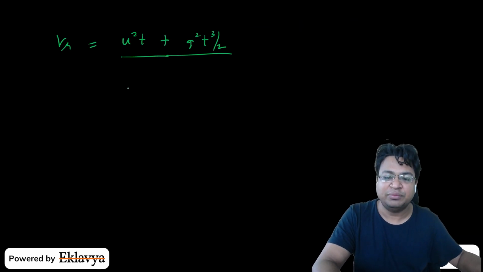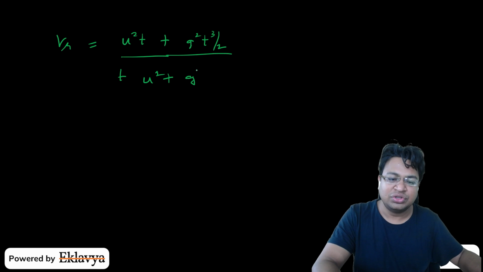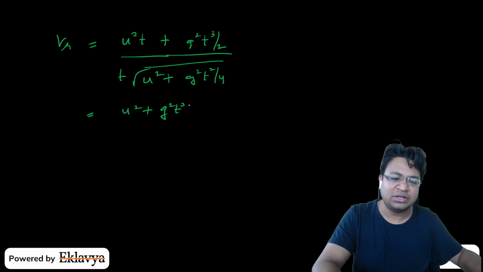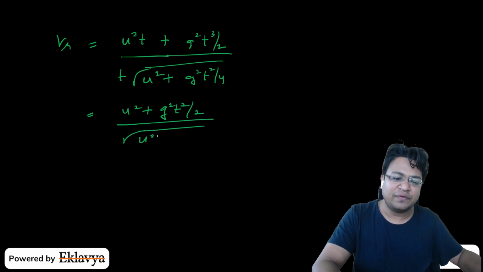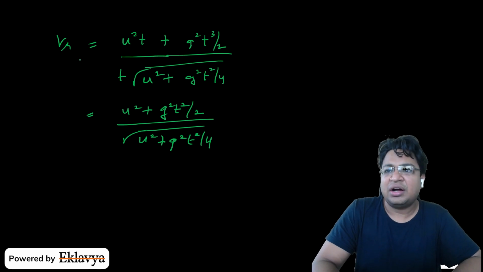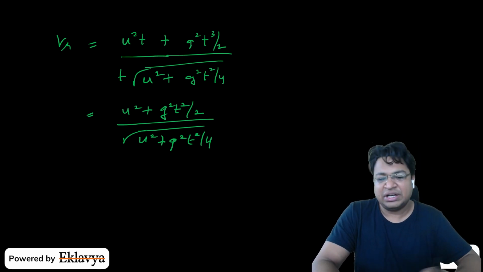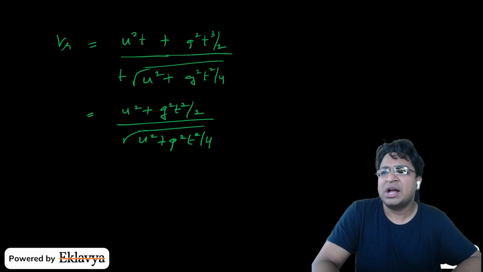So magnitude of R vector would be, let me take T as the common thing out, and then we will have U square plus G square T square by 4, and root of this. One T gets cancelled, so we end up getting U square plus G square T square by 2 upon root of U square plus G square T square by 4. All right, now we have to decide whether this VR is increasing with time or decreasing with time, or increasing then decreasing, and things like that. This is what we have to decide.